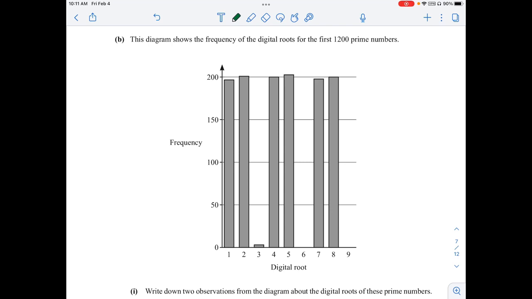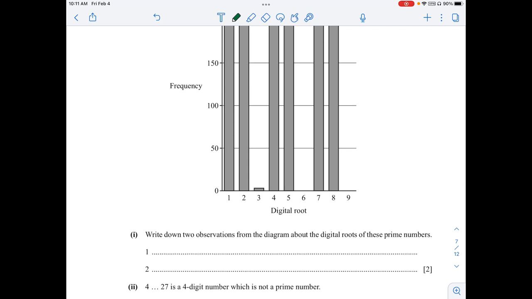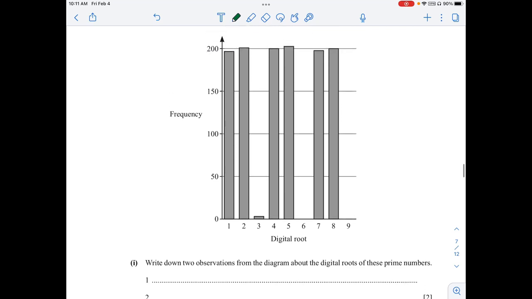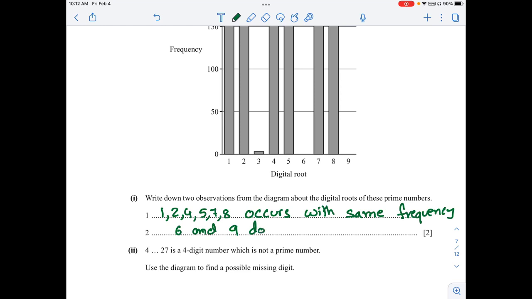This diagram shows the frequency of the digital root of 1200 prime numbers. Write down two observations from the diagram about the digital roots of these prime numbers. What are the observations? We can see that the digital roots 1, 2, 4, 5, 7, 8 occur more, with almost the same frequency, and 6 and 9 do not occur. You can write much more: 3 occurs very rarely, and so on.